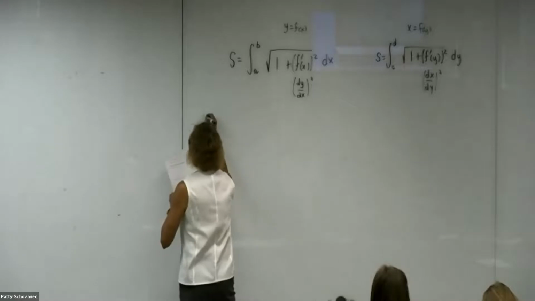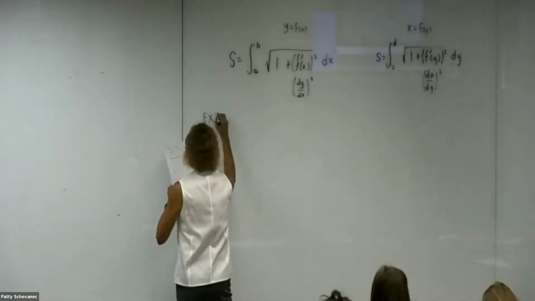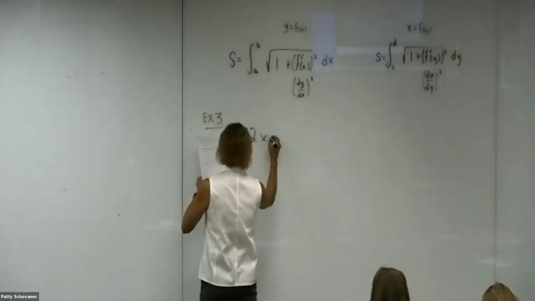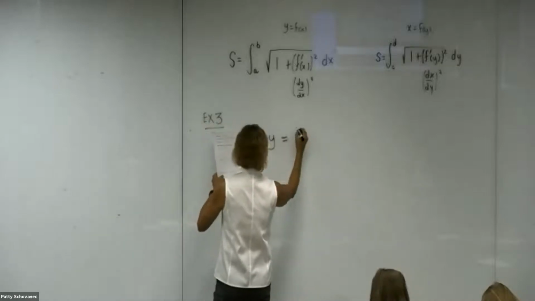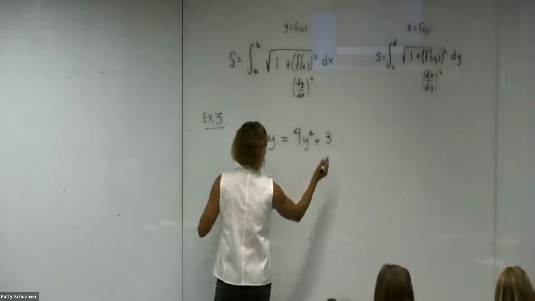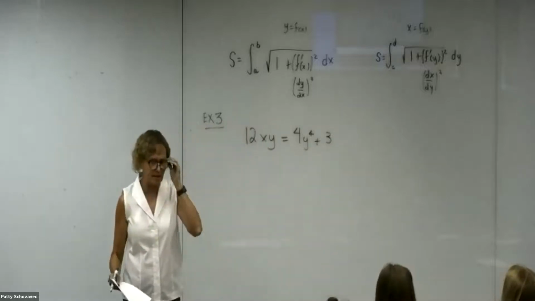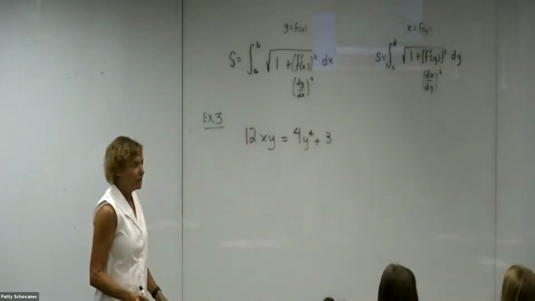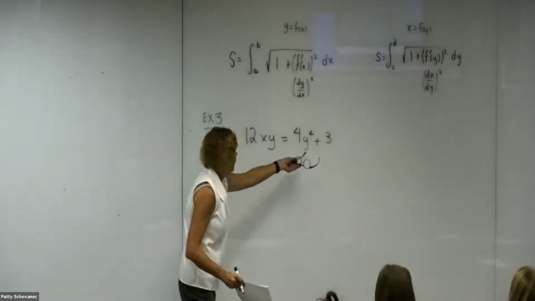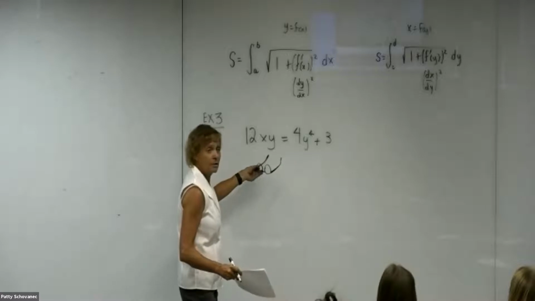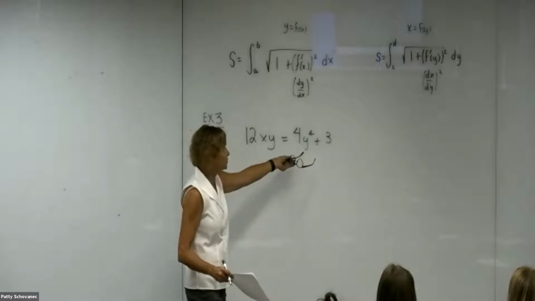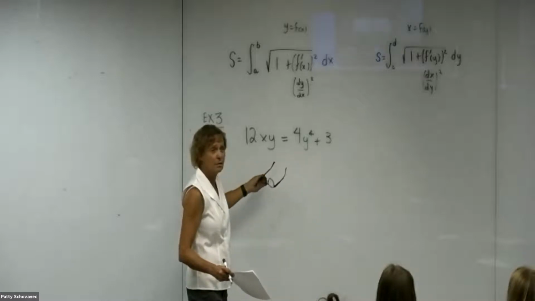So my example on number 3 was we've got the graph of 12xy is equal to 4y to the 4th plus 3. Now I've already changed my mind about trying this as y as a function of x. If I want y as a function of x, I've got a nonlinear equation to solve to get the y by itself, and I don't think I can do that. I would have to use some version of the quadratic formula twice.